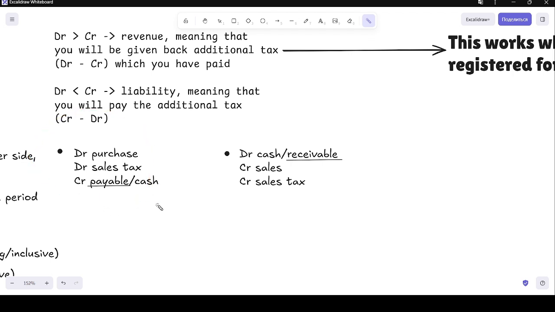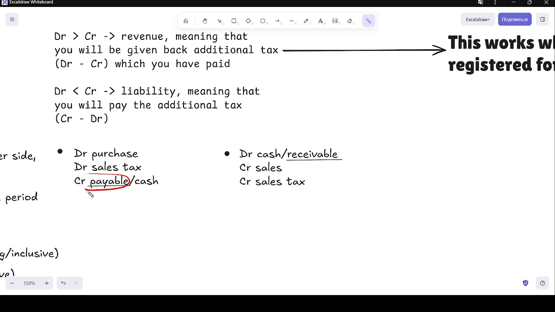These are the double entries for sales tax. If you make a purchase, debit purchase and also debit sales tax, and credit payable or cash. If it is a sale, it will be debit cash or receivable, credit sales and sales tax.